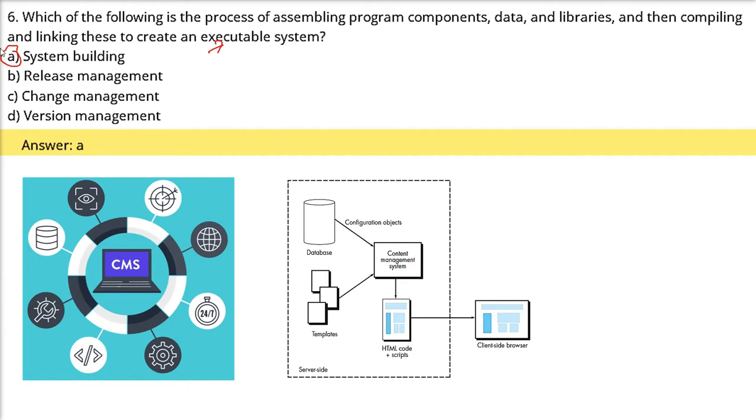So you are creating an executable system, so you are actually doing system building. And you are assembling program components, the data, the libraries, compiling and linking. So this is the whole process of system building. Okay. So program components, program data, program libraries, and compiling and then linking. So as I just said, it's creating an executable system, which is system building.